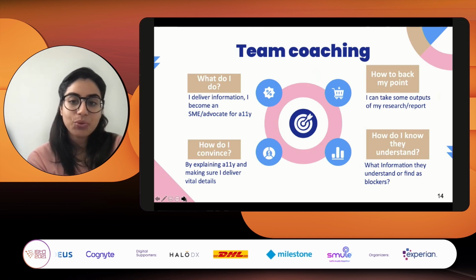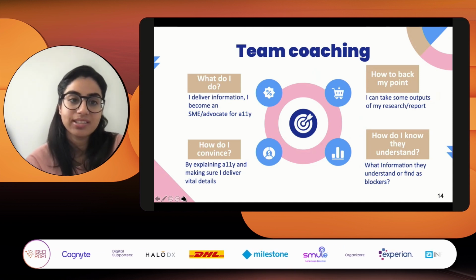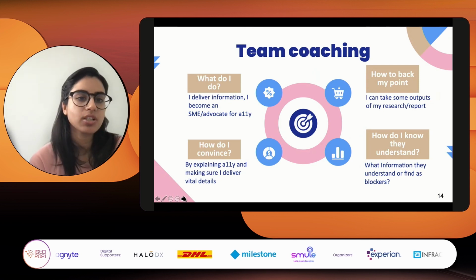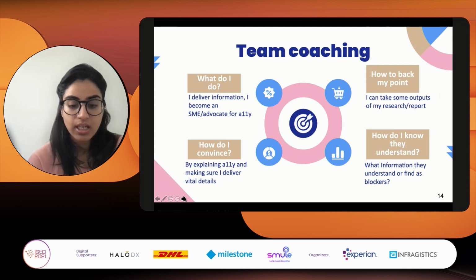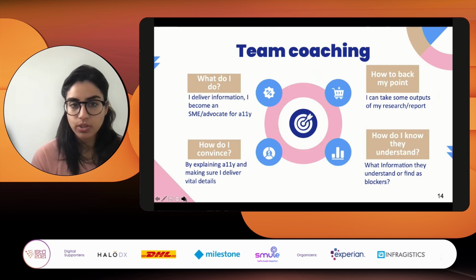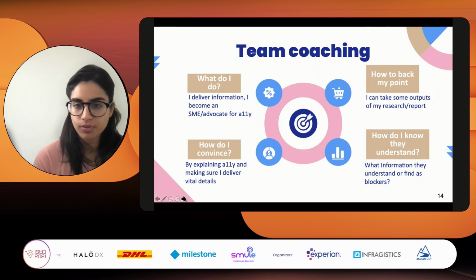And finally, how do I know they understand? So what information do they understand or find as blockers? This is where the healthy conversation comes in, and you understand that, right, I've said what I had to say. Now the team's actually asking me questions. So how do we work together to make this an important part of our team?